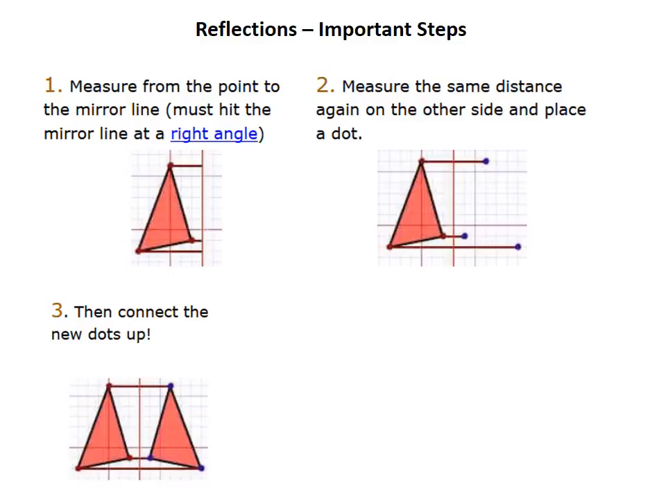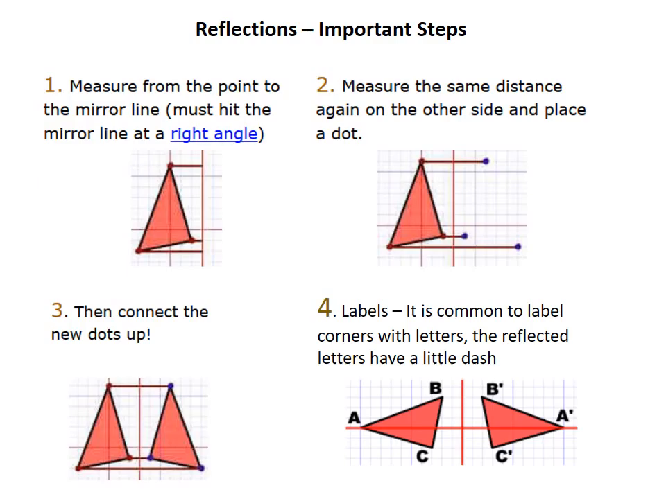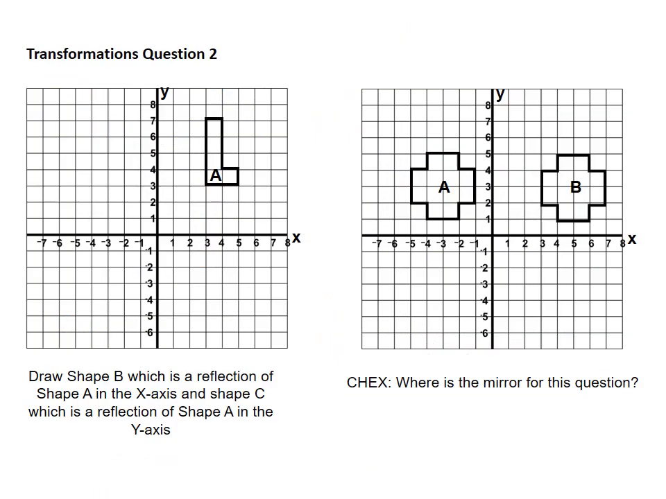Now we've identified the shape using different letters. We said shape A, shape B, that kind of thing. But you might sometimes see when they're labelled, they have the corners, so each of the points will be labelled with a little dash on the reflection. So you can see that's B dash because it's a reflection of B.